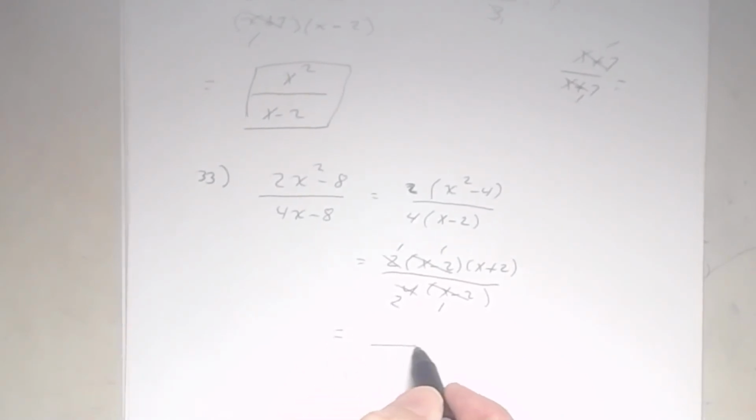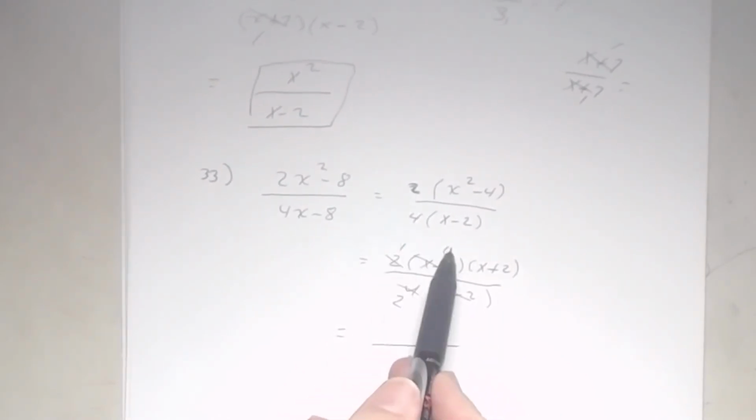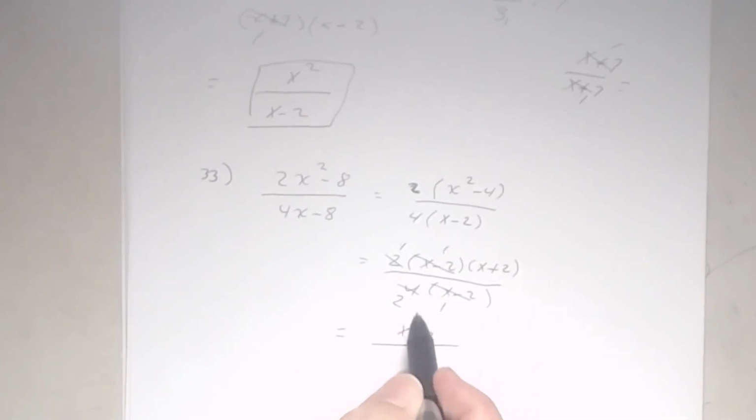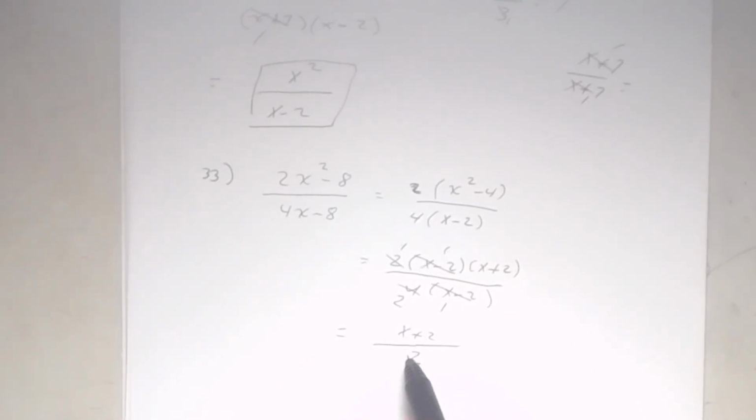I just write my answer. What's 1 times 1 times x plus 2? X plus 2. What's 2 times 1? 2. All right, now can I cancel all these 2's right here? No, you can only reduce factors. The 2 is not a factor because of this addition symbol. Factors are separated by what symbol? Multiplication. That's not multiplication. So this is your answer.